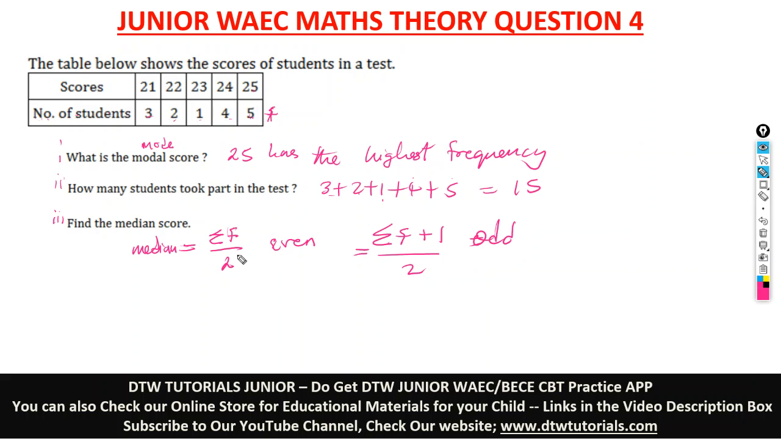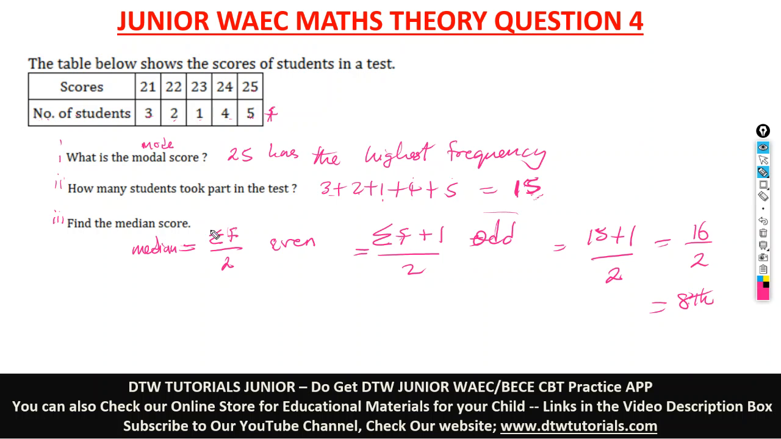So when n is your total number of frequency, here in our question, our frequency is 15. Is 15 odd or even? It is odd, so it means we have to use this formula. So here we do the summation of f, which we've gotten here as 15. We do 15 plus 1 over 2, that's 16 divided by 2, which is 8. So we have the 8th score.